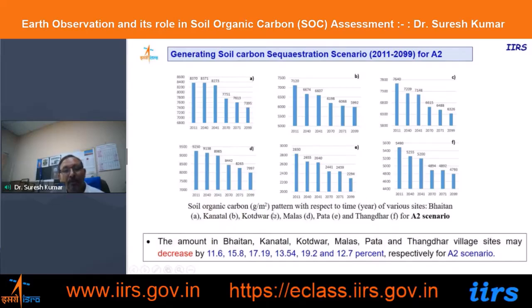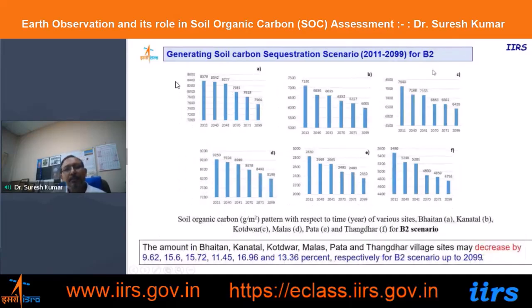So we found that in various soils in the A2 scenario, there is a decrease of 11 to 20% carbon in the mid Himalayan soils. We tested six soil types and found that some soils will see 11%, and some soils will witness 19% decrease in organic carbon content in the surface soils.